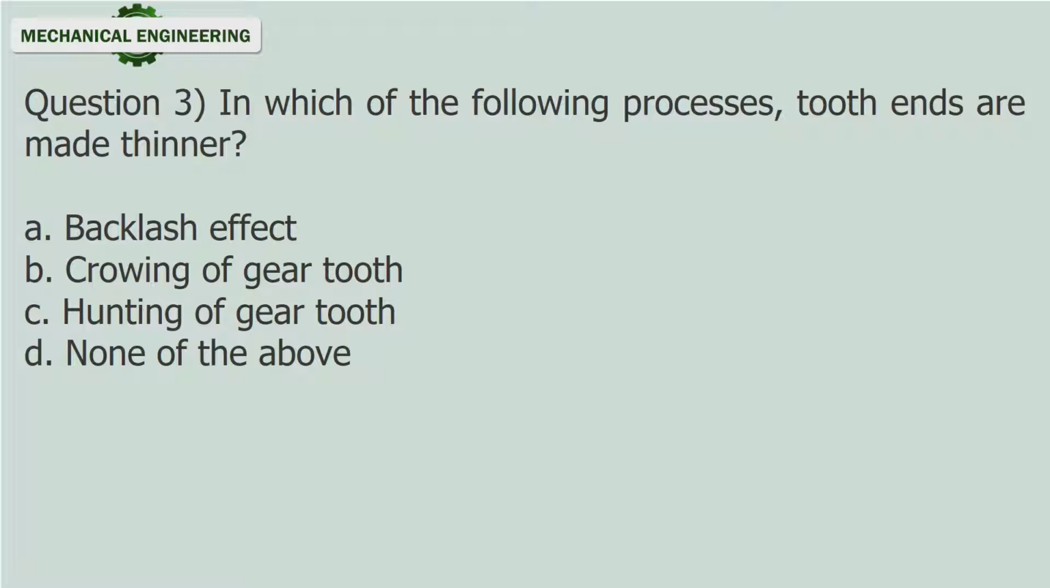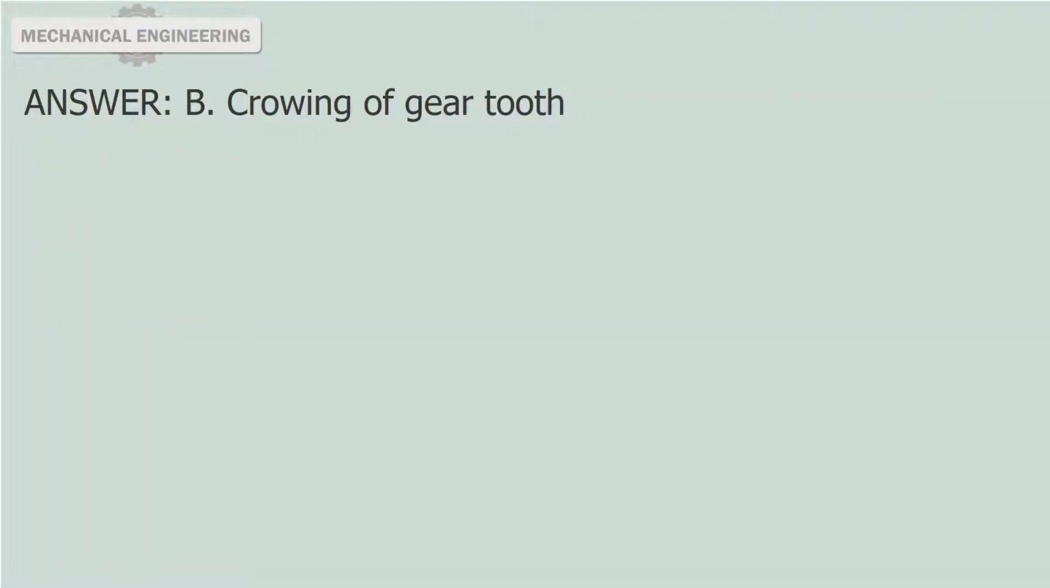Question 3. In which of the following processes, tooth ends are made thinner? A. Backlash effect. B. Crowning of gear tooth. C. Hunting of gear tooth. D. None of the above. Answer: B. Crowning of gear tooth.